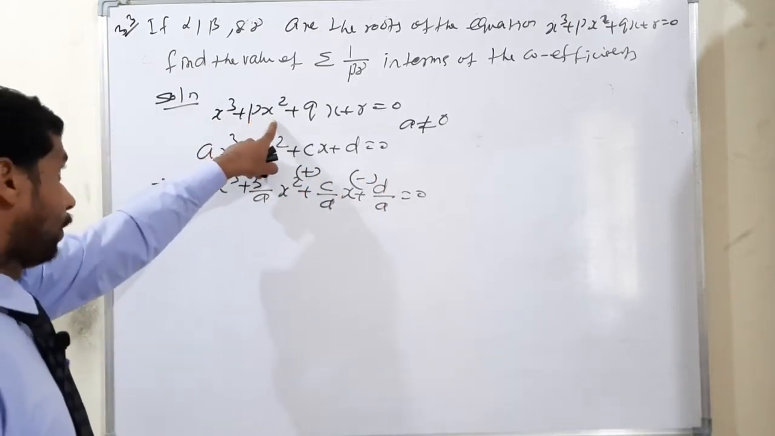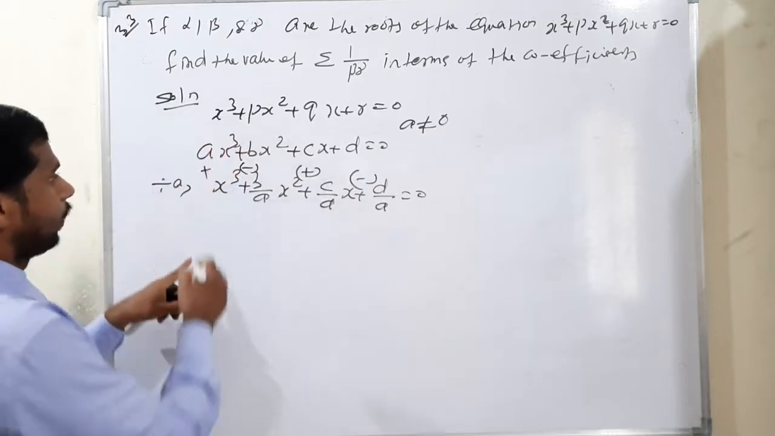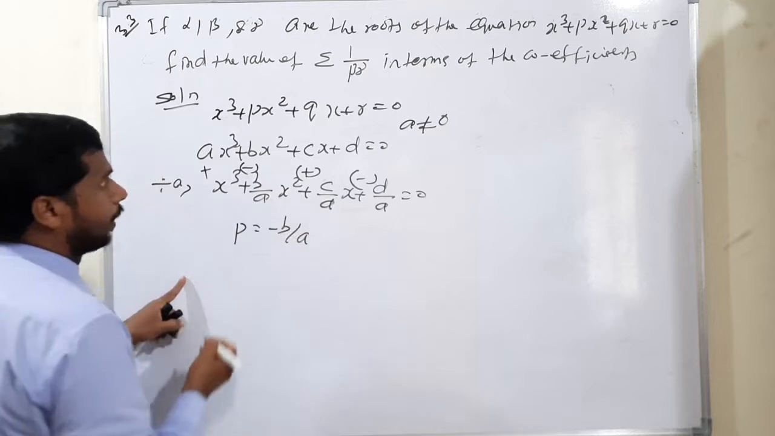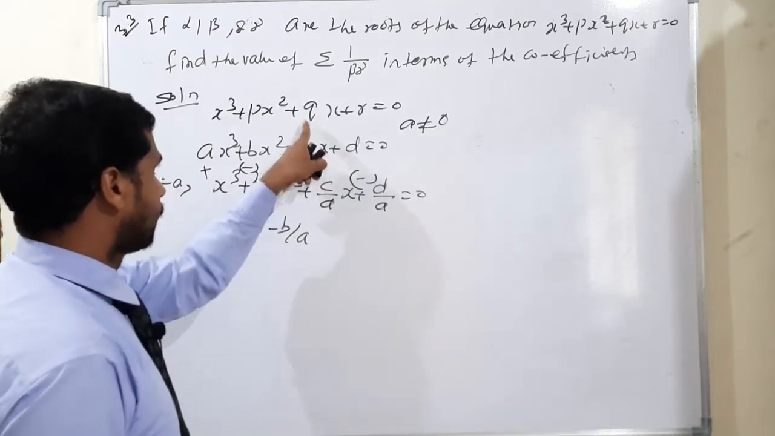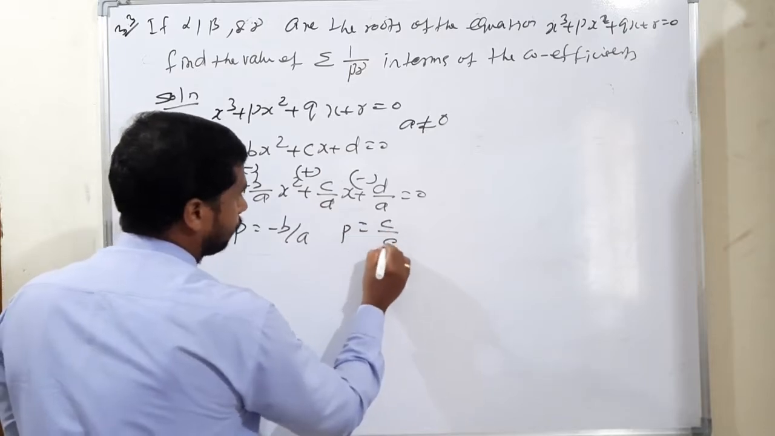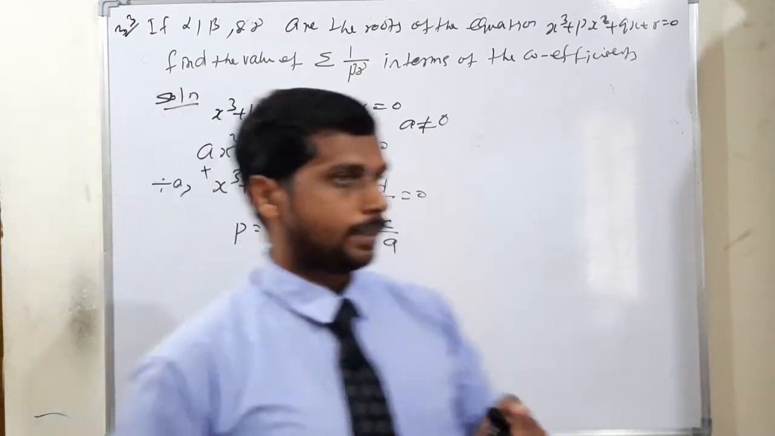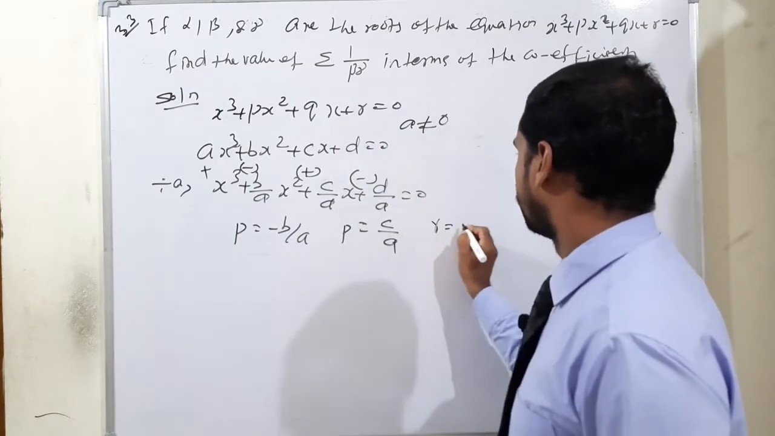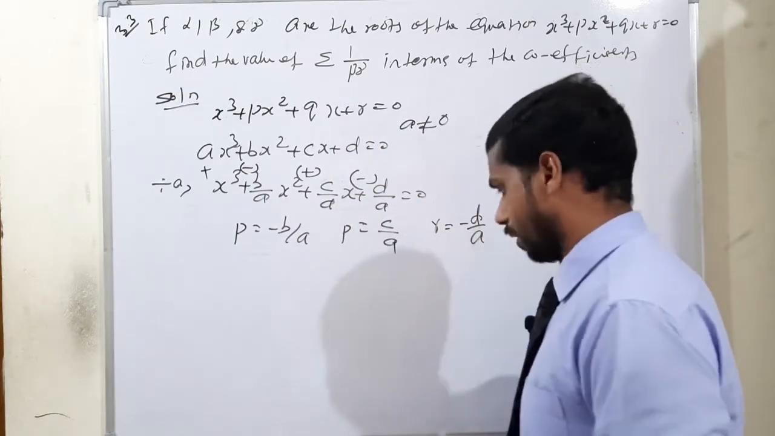So the coefficient of x², p, what is the value? Therefore we can say p is equal to minus b by a. Then the coefficient of x, q, is equal to c by a. Last one, the constant r, is equal to minus d by a.